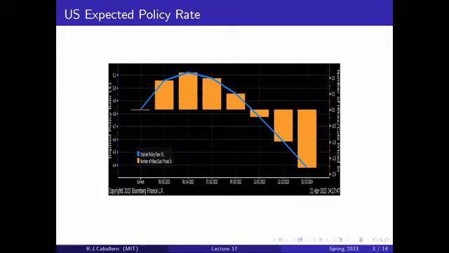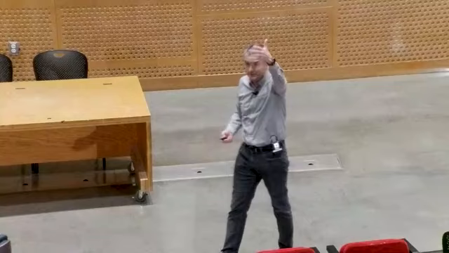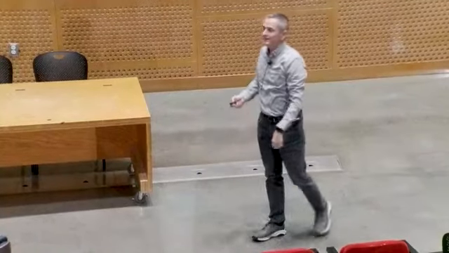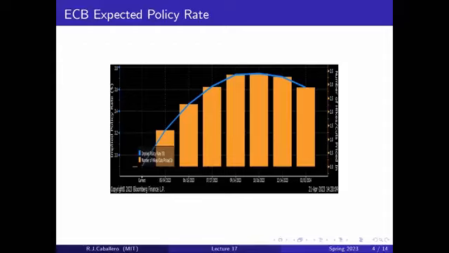This is the expected policy rate path. It shows what the market thinks the policy rate will be in the next meeting, two meetings from now, three meetings from now, four meetings of the FOMC from now. Well, if you look at the same picture in Europe, it looks like that. It's clear that there is more ahead, and that's what the market perceives at this point.